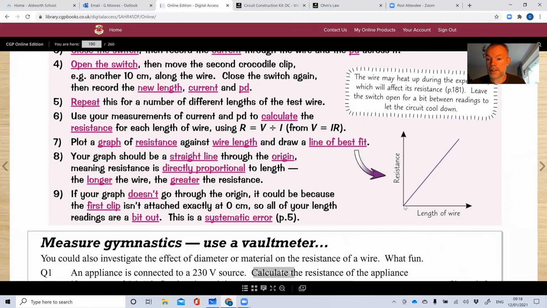And look, as you'd expect, the longer the wire, the more resistance, because there's more particles that the electrons have to get past. It's harder. It's like you trying to get down a longer corridor. It's going to bump into more people. It's going to slow you down more.